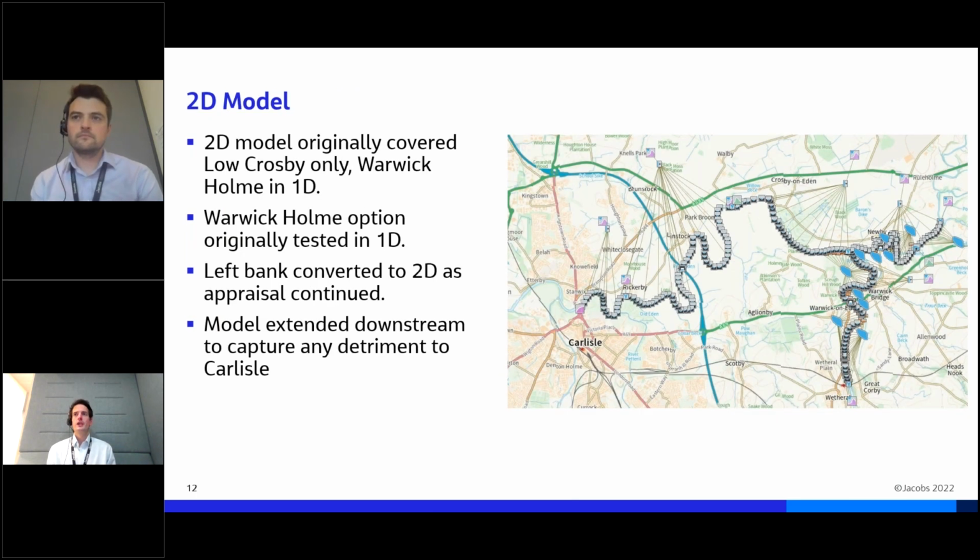Looking at the 2D components, originally this model was all 1D upstream of Carlisle, with floodplain areas represented using reservoir storage areas and spills. As part of the appraisal, we converted an area around Low Crosby to 2D to look at the flood risk. And then ultimately, when that left bank floodplain reconnection option became viable, we extended the 2D further, so we're capturing all the hydraulics in the floodplain around Low Crosby and all the way into Carlisle as well, so we can look at any impacts that scheme will have further downstream.